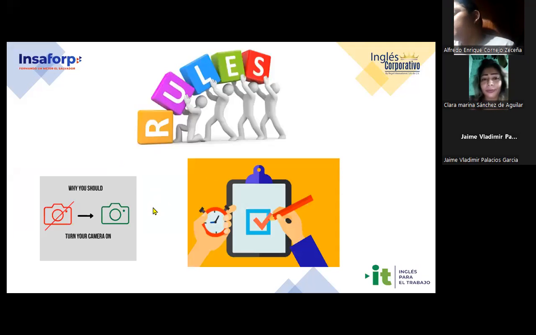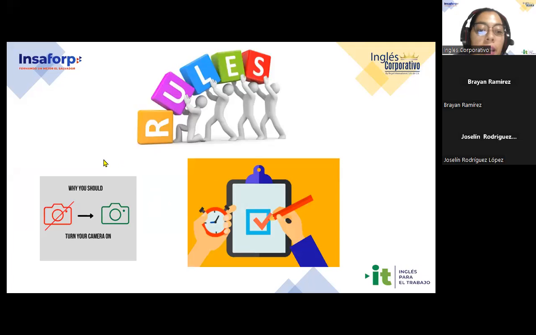So, remember the rules, Brian. La regla, Brian, para nosotros, ¿verdad? Es que Jaime, Vladimir, también por ahí, camarita, ¿verdad? Que tenemos que tener camarita encendida, porque son nuestras reglas. Reglas tanto internas como reglas de la clase. Excellent, Brian. Thank you for turn on your camera.